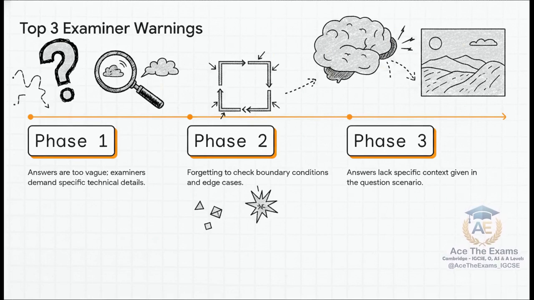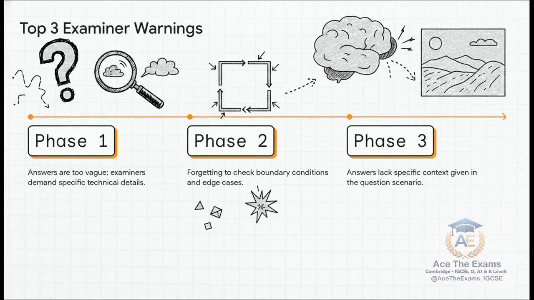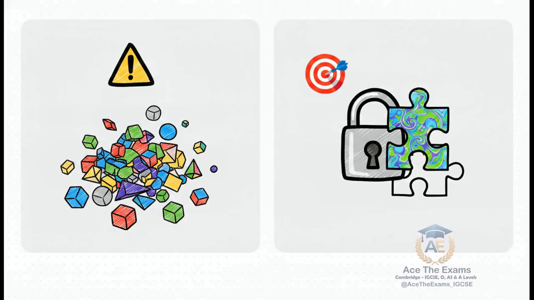But the number 1, absolute most catastrophic mistake you can make, context disconnect. This is when you provide an answer that is completely detached from the specific real-world scenario they gave you in the prompt. Let me show you exactly what I mean.